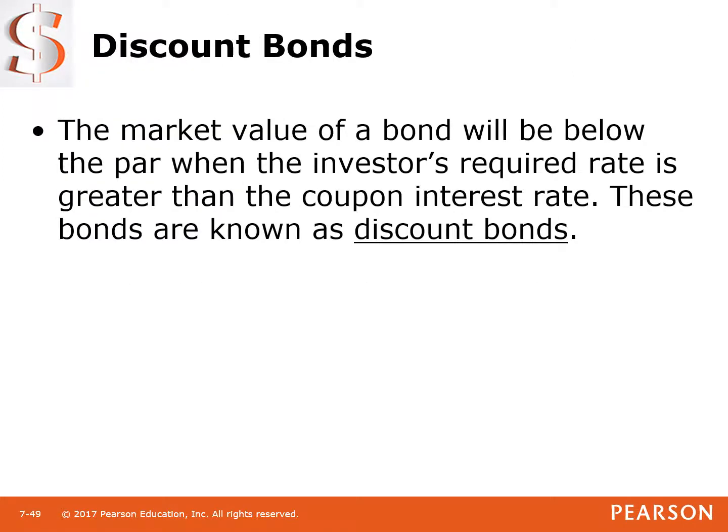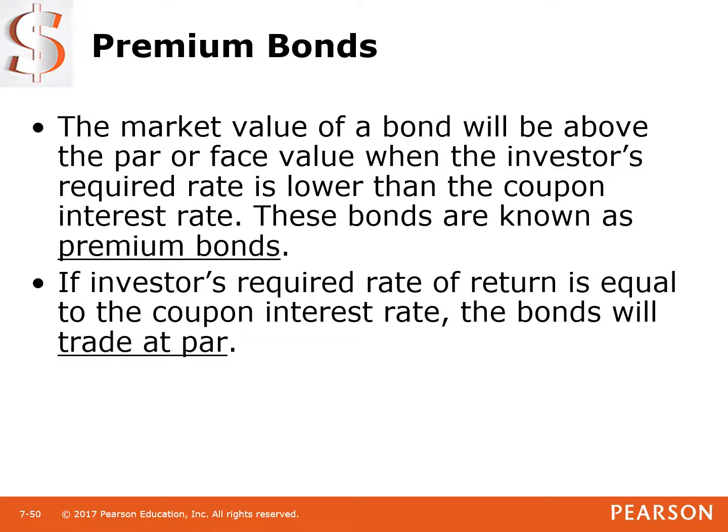Discount bonds. The market value of a bond will be below the par when the investor's required rate of return is greater than the coupon interest rate. And these bonds are known as discount bonds. When the bond sells for less than its face value, it's a discount. The market value will be above the par or face value when the investor's required rate of return is lower than the coupon interest rate.